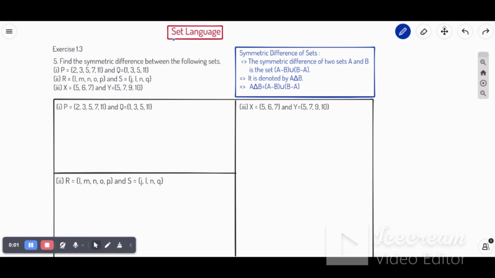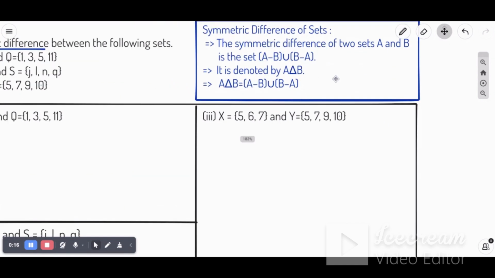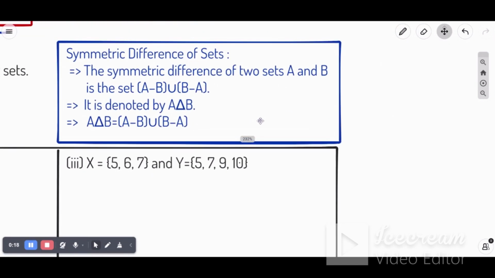Hi everyone, let us start with Set Language Exercise 1.3, question number 5 today. Find the symmetric difference between the following sets. Symmetric difference, what is symmetric difference? Let's have a quick recap of it before going to our question in detail.